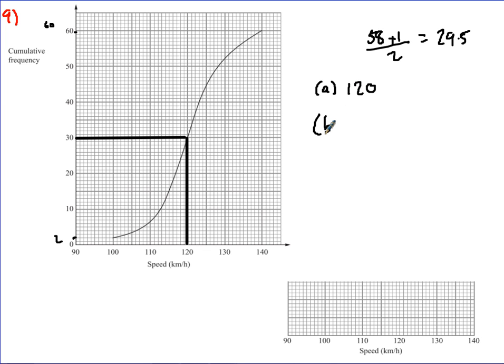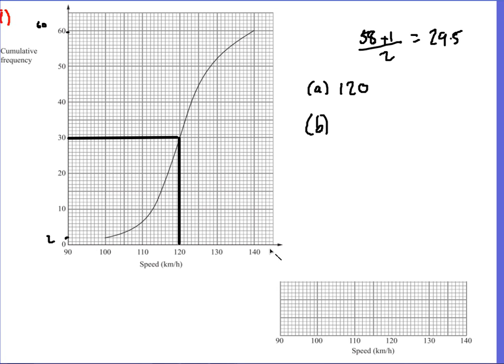Part B then says to us the speed limit on this motorway is 130 kilometers per hour. Police traffic said more than 20% of the cars travelling on the motorway break the speed limit. Comment on what they say. So what we've firstly got to do here is look at 130, go up there and go across.